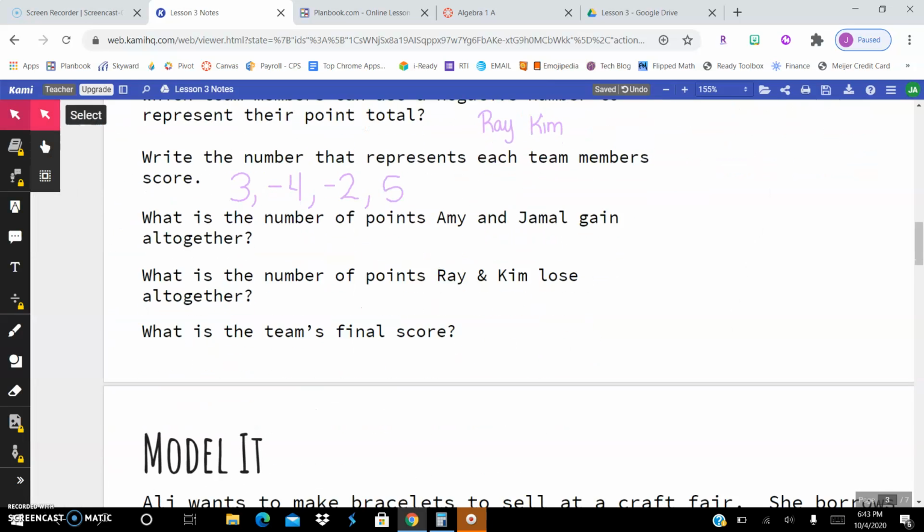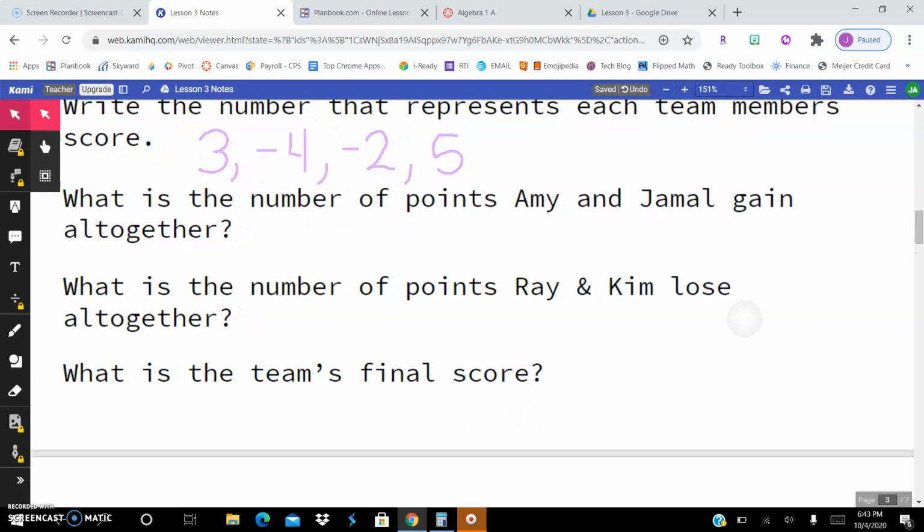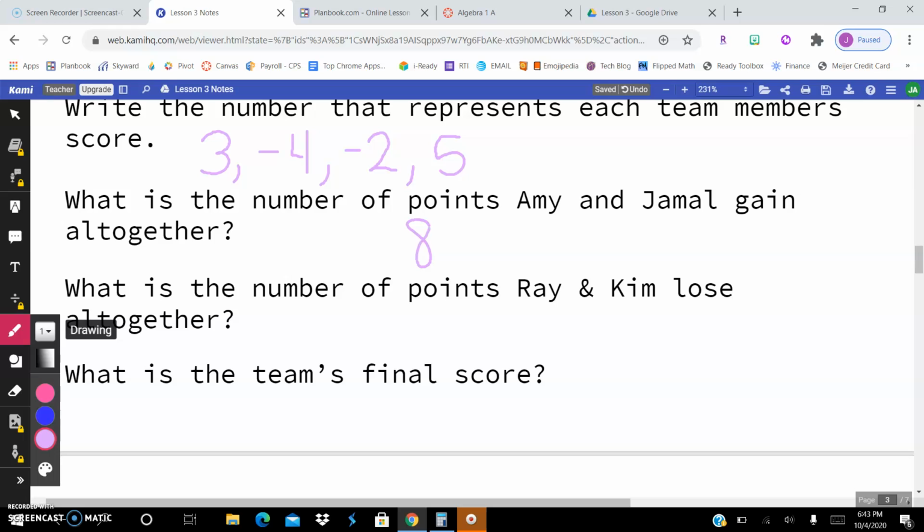And then it says, what is the number of points Amy and Jamal gain all together? So those were the 2 positive points. So we had 3 and 5. So together, those 2 gained 8 points. And then what is the number of points Ray and Kim lose altogether? Well, one lost 4 and one lost 2. So they lost a total of 6 altogether.